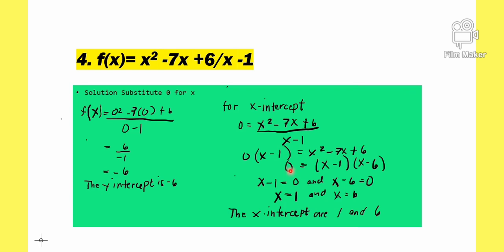Again, we will equate 0 = x minus 1. So this will be first. And the other one, x minus 6 in this part. So we will transpose negative 1 to the right side, and the answer is x = 1. And then x minus 6 = 0. We will transpose negative 6, which will become positive 6, and the answer is x = 6. Therefore, the x-intercepts are positive 1 and 6.